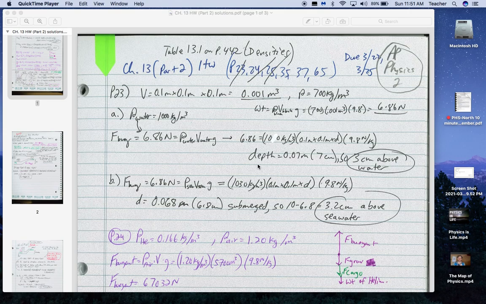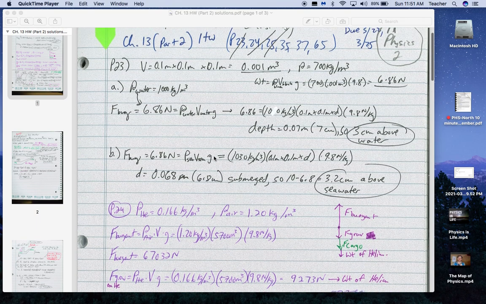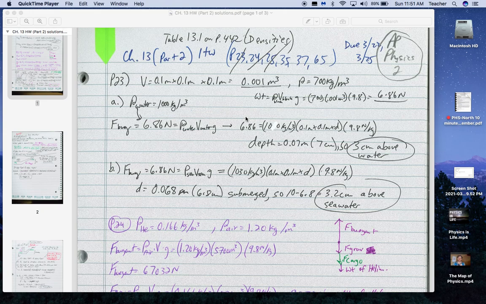Part 2 of the Chapter 13 homework, and I just realized this problem was in both parts, so you don't really need to do that. Anyhow, you can listen to Part 1 if you want that solution.